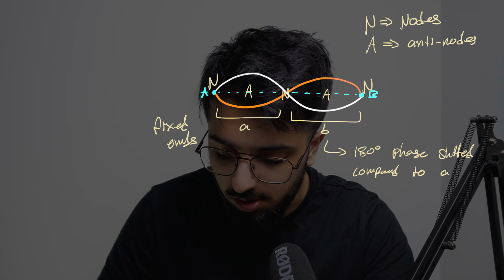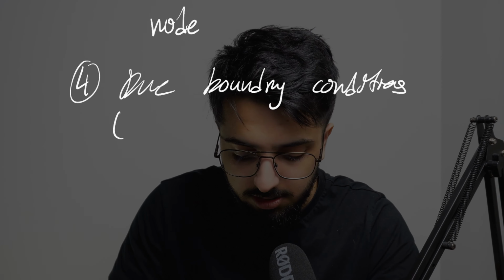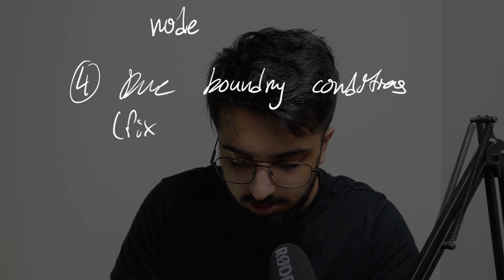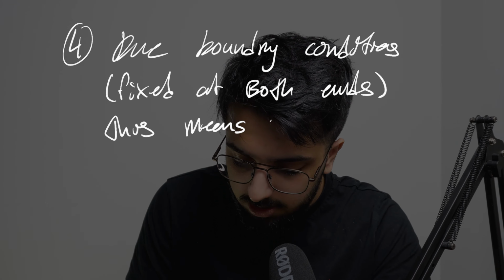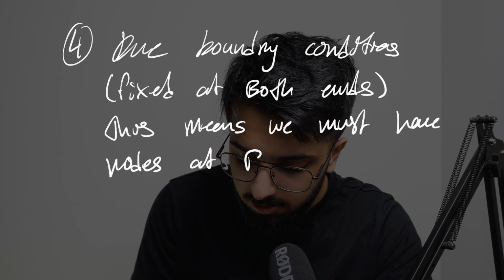So that can be our fourth point, right? Fourth point, due to boundary conditions. And our boundary conditions in this case is fixed at both ends. This means we must have nodes at both ends, all right?